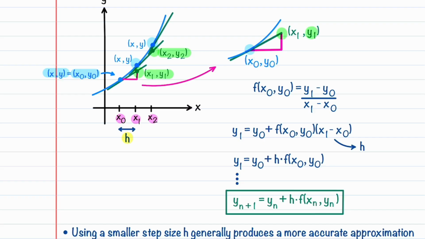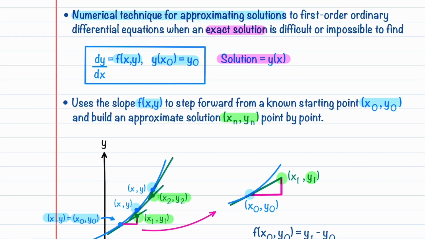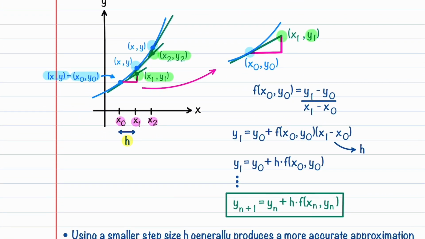If we look back up here at the original equation, the slope is given by dy dx, and it's equal to f of x,y. So we can say that f at x0, y0, which is the slope, is equal to y1 minus y0, all divided by x1 minus x0. We want to find y1, which is right here, so that's the one that we're going to solve for. If we multiply things through, we get that y1 is y0 plus our function, which is our slope, times x1 minus x0.